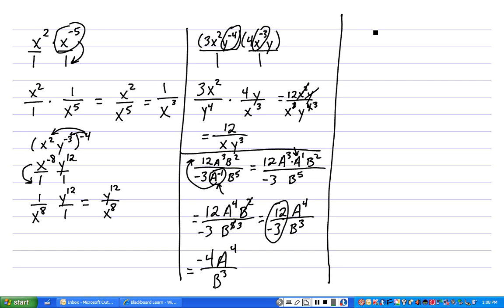Okay, let's look at this one. This one would be a good one to try. We have 15 x to the negative 1 y squared over 5 x y to the negative 4. And this is all being raised to the negative 1.